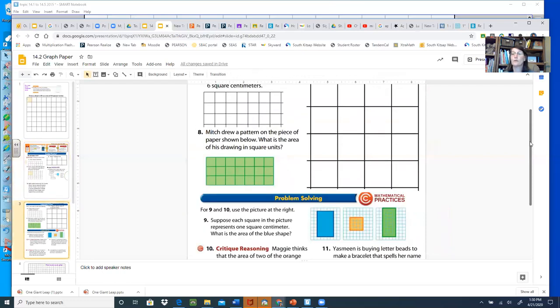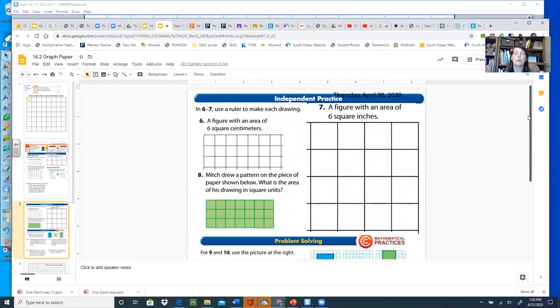Okay, I gotta scroll up a little bit. Use the ruler. So remember, we're not using the ruler. We are using those lovely shapes that. Okay, ooh, there he is. Yay, hello, shape. So I'm gonna use this little guy. Yay, he still fits. And I need a figure with an area of 6. It is your choice whether you go like this.